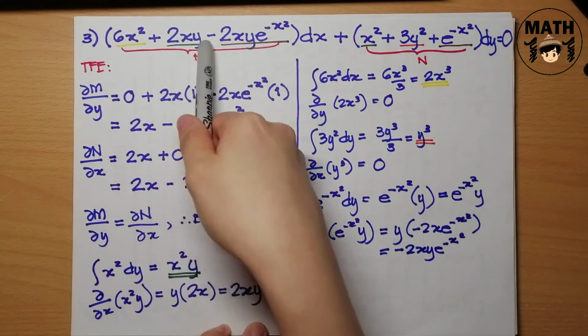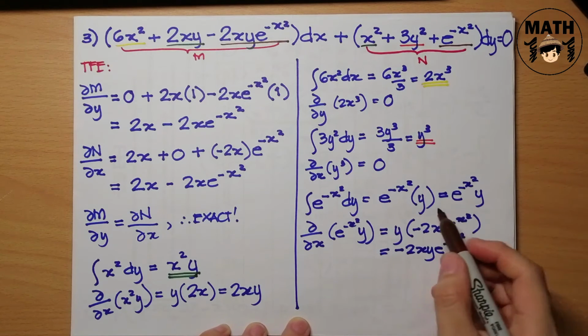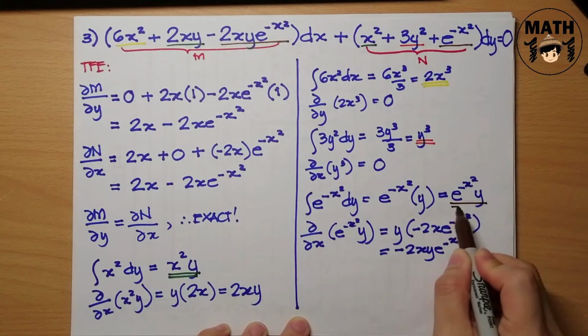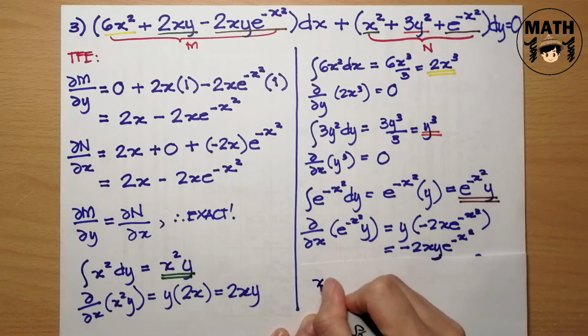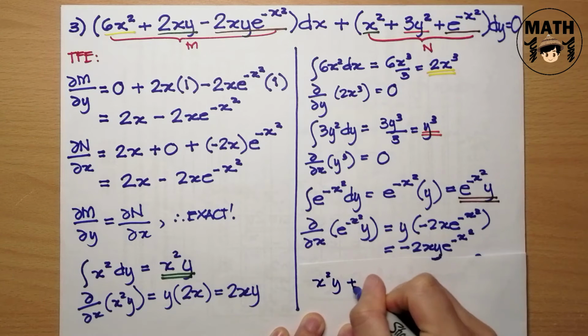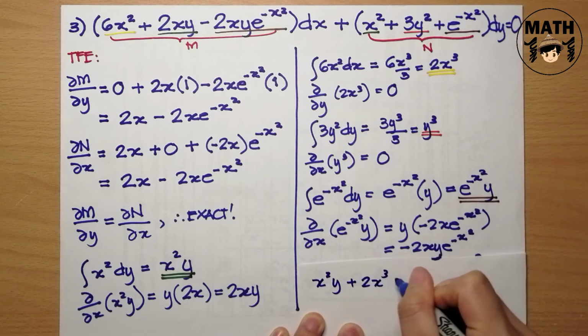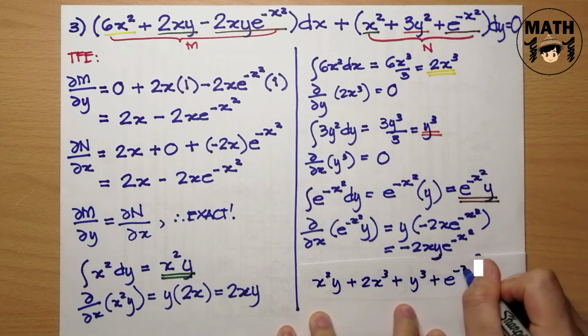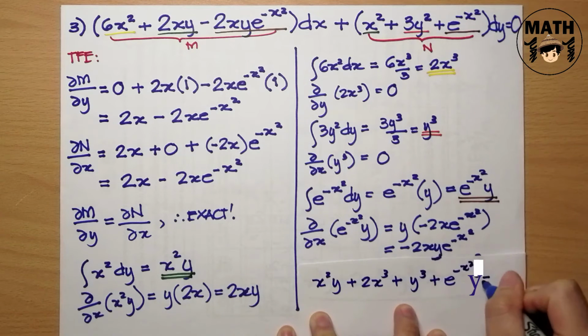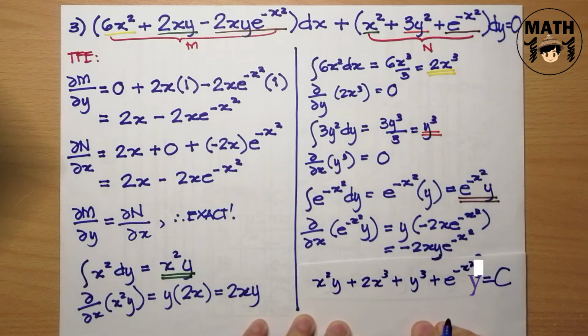And take note na na-cover na natin lahat ng terms. Nahanap na natin lahat ng parts ng function na hinahanap natin. We just have to combine all those terms and that will define the function that we're looking for. X squared y plus 2x cubed plus y cubed plus e raised to negative x squared y equals c.